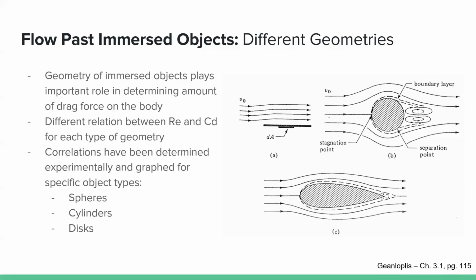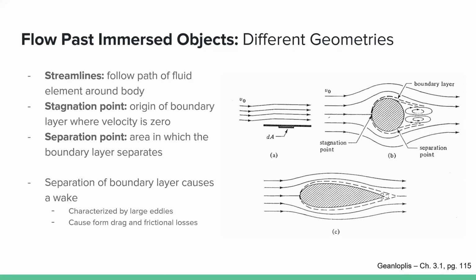Now moving on, we're going to be talking about the different geometries. Now that we have this tool belt of the drag coefficient and drag force, we want to describe how these change based on the geometry of an object. There are different relations between the Reynolds number and the drag coefficient for each type of geometry, and these correlations have been determined experimentally and then graphed for specific object types such as spheres, cylinders, and disks. There are also some commonalities between these different geometries.